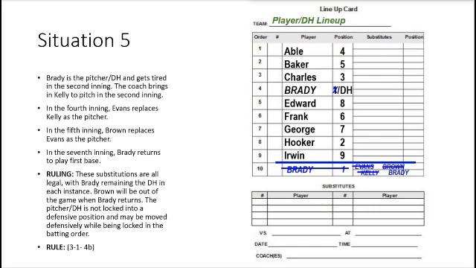In the fourth inning, Evans replaces Kelly, so we scratch out Kelly and we put in Evans. In the fifth inning, Brown replaces Evans, so we scratch out Evans and put in Brown. All of these are legal because they are defensive substitutions only, and Brady has never left the game, nor has any other player participated for him on offense. In the seventh inning, Brady returns to play first base because he is eligible to re-enter on defense, and he has never given up his DH role. He still retains a player DH status.